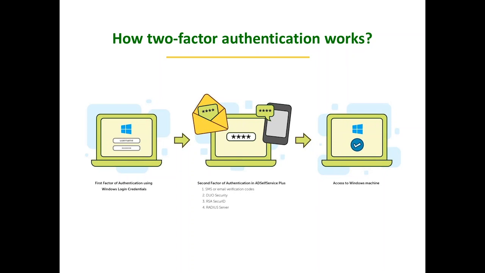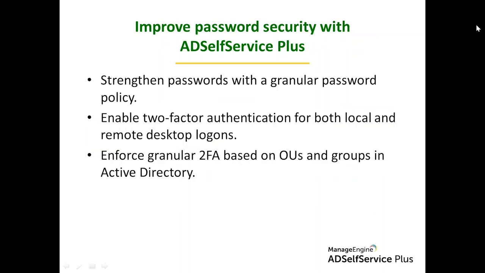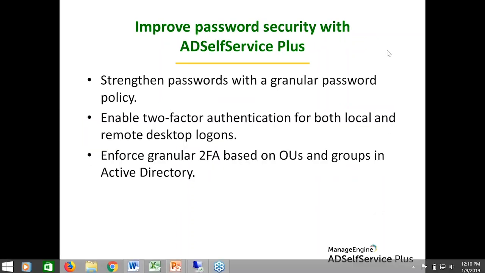So with the help of a solution like AD Self Service Plus, you can make use of basic SMS or email-based verification codes, or you can make use of Duo Security, RSA SecurID, or RADIUS Server Authentication to have the secondary factor of authentication in place for users to verify their identity not once but twice before they have access to their Windows machine. So we are going to be talking about how to set this up in your organization right away.